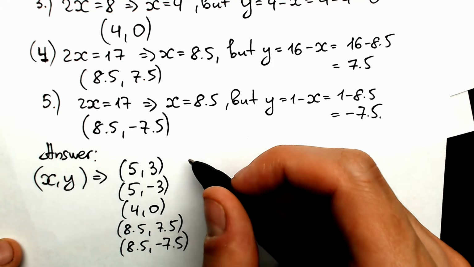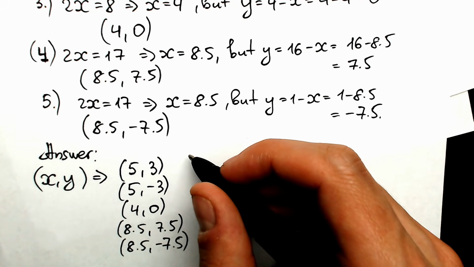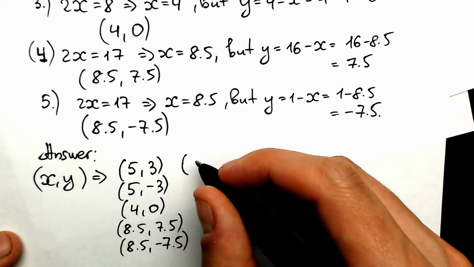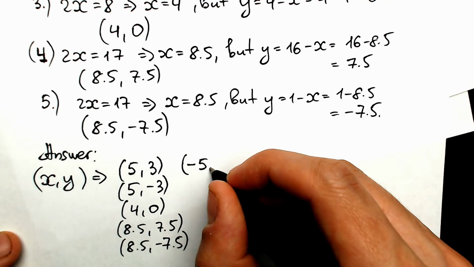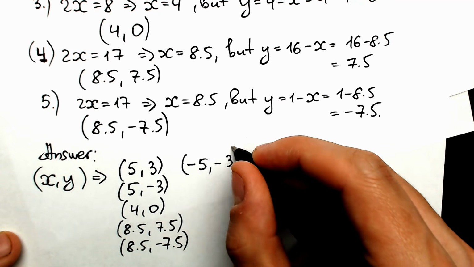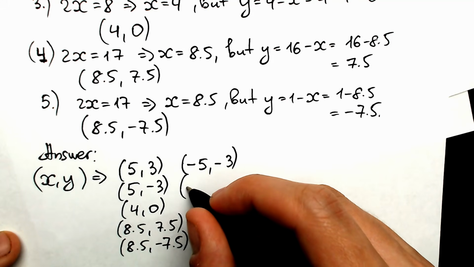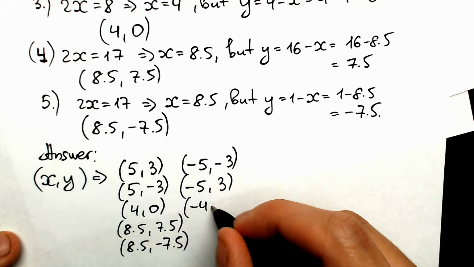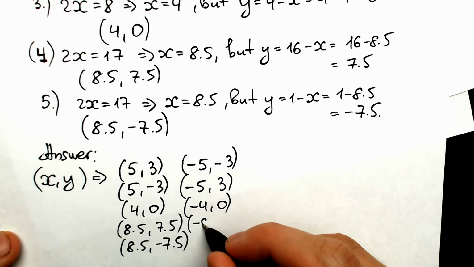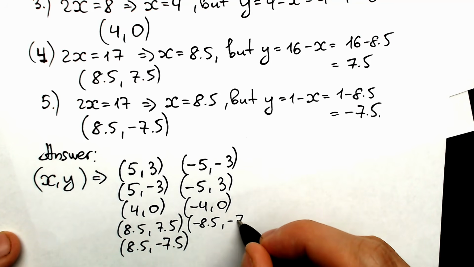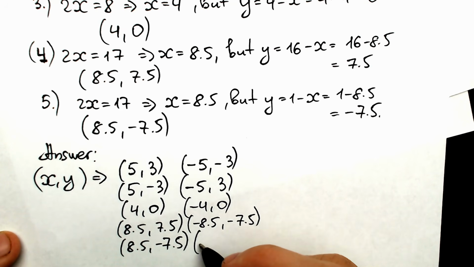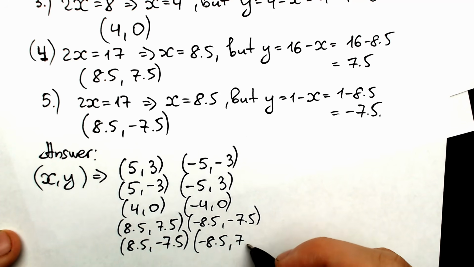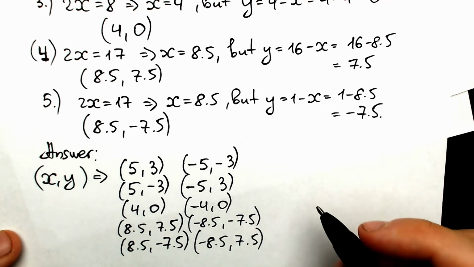So this method looks like that. We just mirror all these roots. So we have 5, 3. Then if we're talking about the negative branch, minus 5 minus 3 is also a root. Right here, when we mirror it, we have minus 5 and 3. We have minus 4 and 0. We have minus 8.5 and minus 7.5. And the last one, minus 8.5 and 7.5. We just change all the signs to the opposite ones.